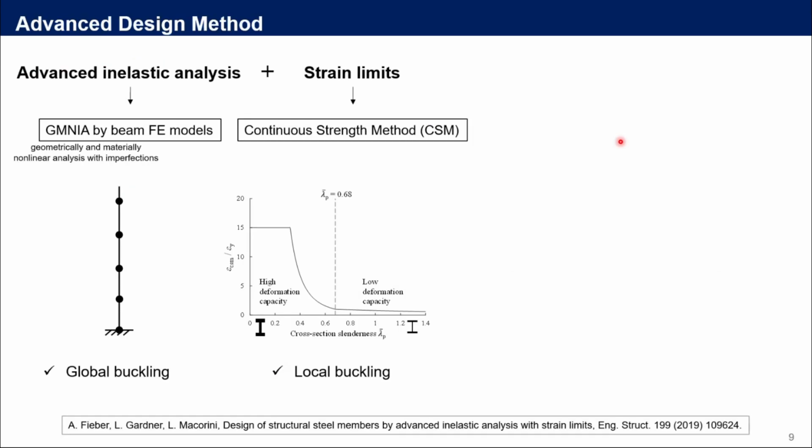And based on this continuous strength method, CSM, recently the advanced design method has been developed, combining both the beam finite element analysis and the continuous strength method. So in the application of the advanced design method, first we need to use the beam finite element models to perform geometrically and materially nonlinear analysis with imperfections, GMNIA, to directly capture the global buckling behavior. At the same time, the strain limits obtained from the continuous strength method, CSM strain limits, are introduced to account for the local buckling behavior.